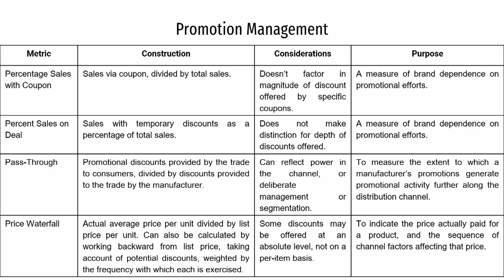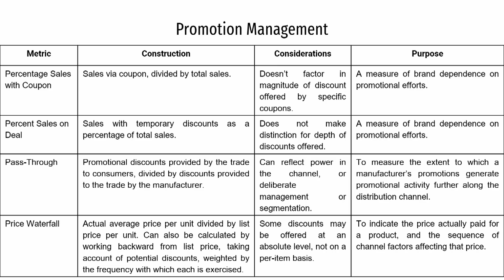Then comes the important metric, that is pass through. The pass through metric is used to monitor the activities of the collaborators such as retailers, distributors and wholesalers. It is the promotional discounts provided by the trade to the consumers divided by the discounts provided to the trade by the manufacturer. Let us say I am a manufacturer and I am extending an absolute discount of 50 rupees to my distributor, and ultimately the end customer is getting a discount of 10 rupees. So, the pass through rate will be 20%, 10 by 50.